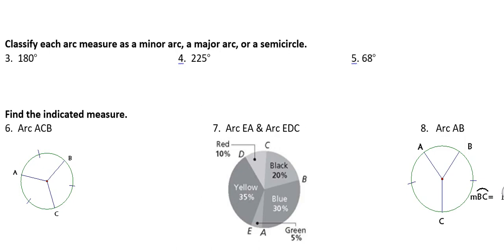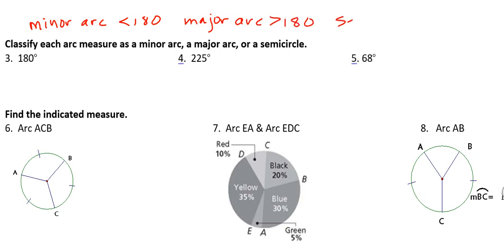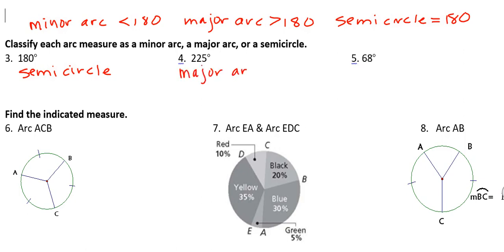For 3, 4, and 5, first we need to define what a minor arc, a major arc, and a semicircle are. A minor arc is less than 180. A major arc is greater than 180. And a semicircle is equal to 180. So if this is 180 over here, this is a semicircle. 225 is greater than 180, so this is a major arc. And 68 is less than 180, so this is a minor arc.